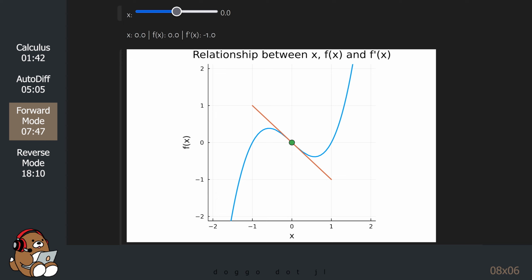So what should we be looking for in this plot? First of all, you're looking to see if the value of f prime of x is positive, negative, or 0. A positive value means that f of x is increasing in value as you move to the right. A negative value means that f of x is decreasing in value as you move to the right. A value of 0 means that there is a local maximum or local minimum at that point.